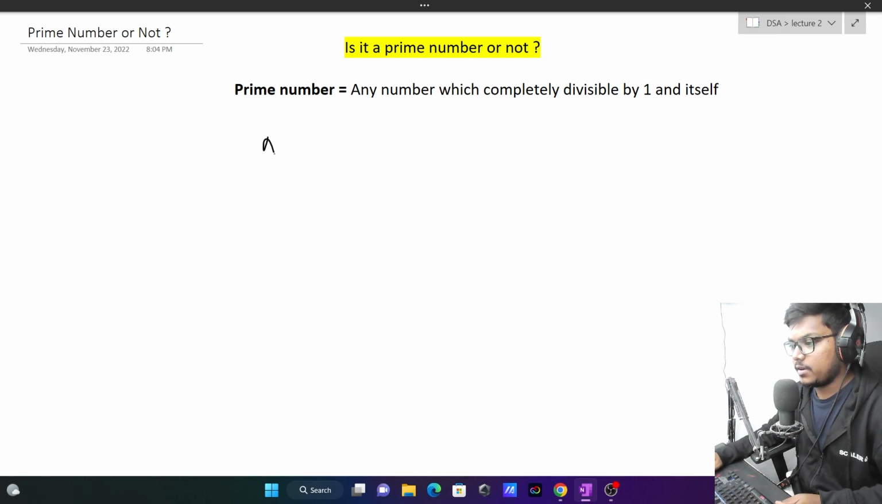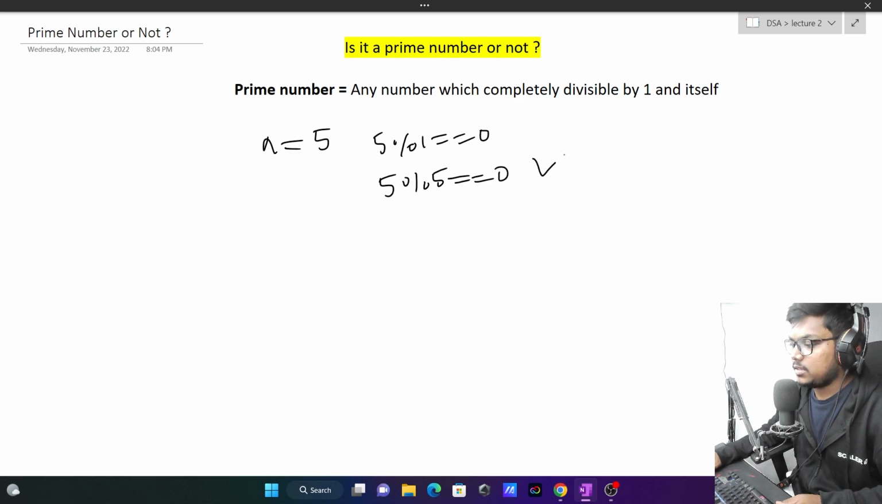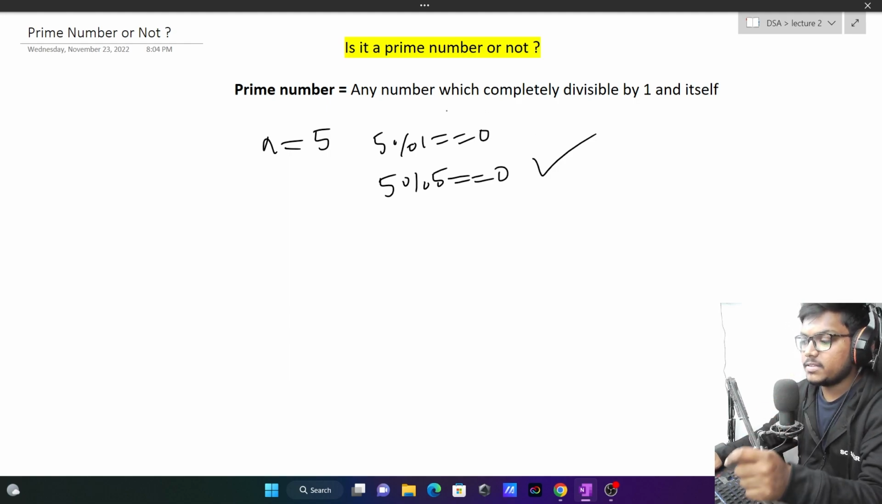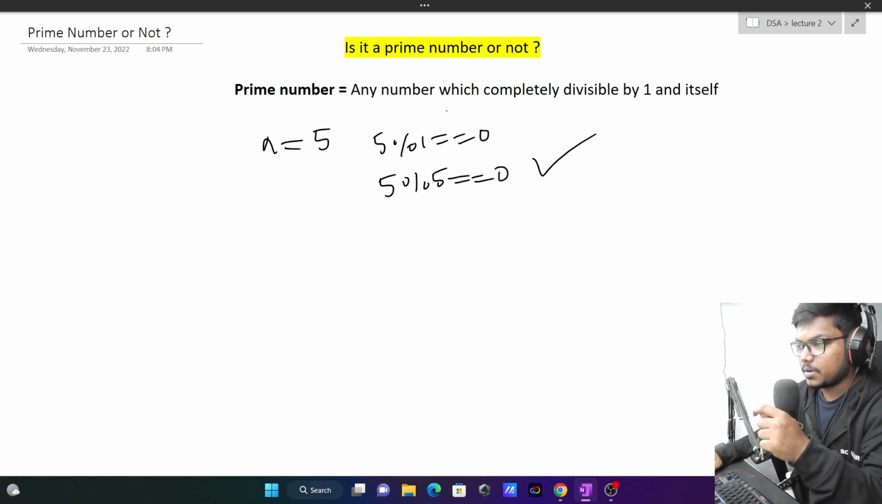For example, if n is equal to 5, then this number 5 should be completely divisible by 1, and it should be completely divisible by itself only. Then we can say that this number 5 is a prime number. Now there is a simple observation here. When we say a number is completely divisible by 1 and itself, there are two factors for the number, right?